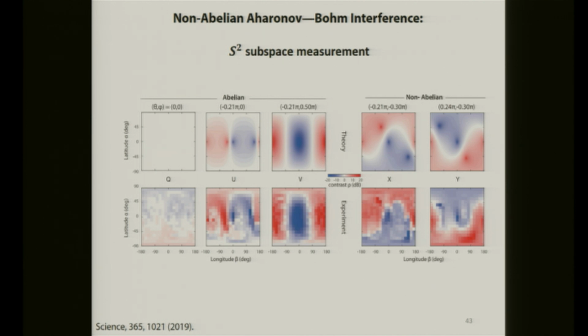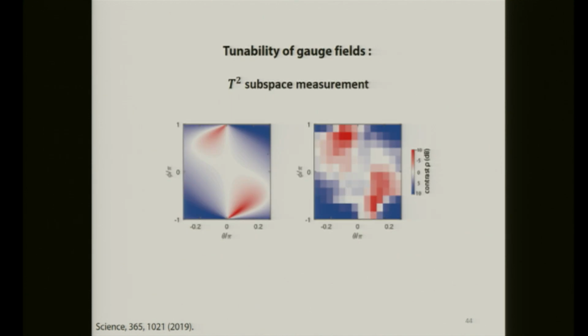But once the gauge potentials are chosen to be non-Abelian, you find that the Poisson zeros move away from the equator. These pairs and these pairs, and all of these predictions are confirmed with our experiment. This measurement is done in the Bloch sphere subspace, and we can do a similar measurement in the torus subspace by fixing the incident pseudospin but changing the synthetic gauge field theta and phi. And again, this time we find that we can indeed control the magnitude of the gauge field in different orientations.